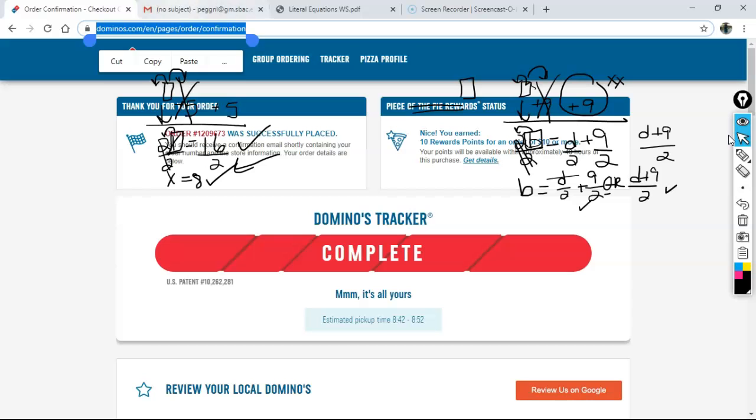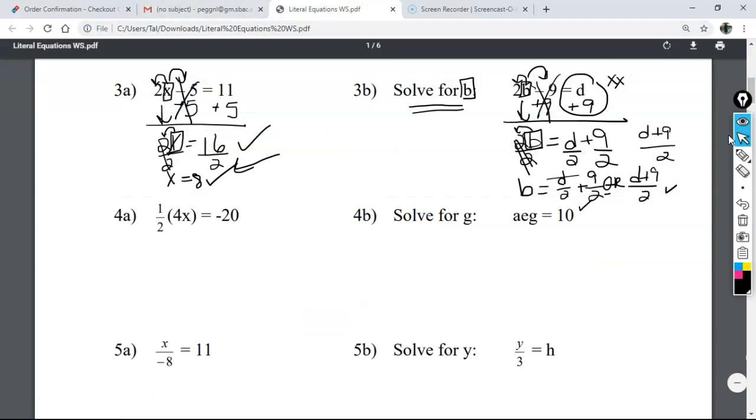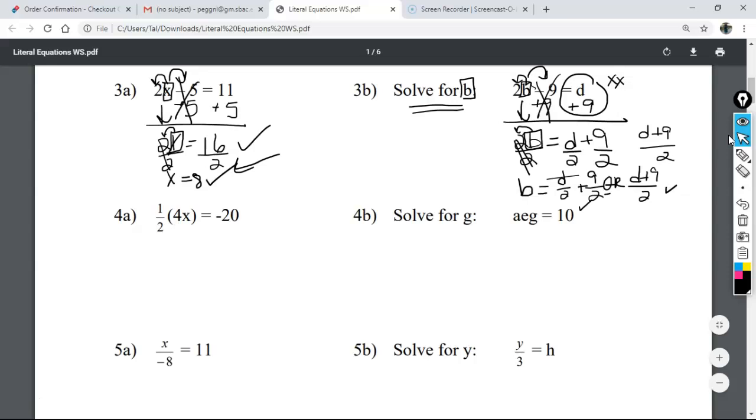Okay, so this pizza's done. I'm going to take a quick ride over there, and so I'm going to put us on pause and I will be right back.